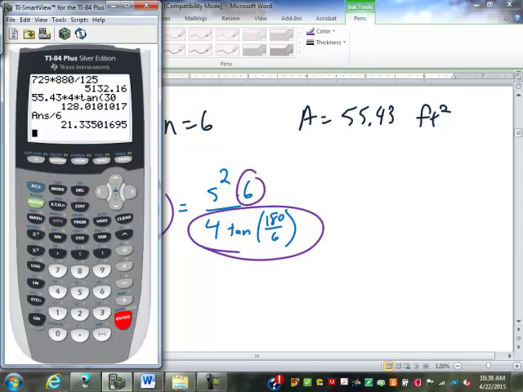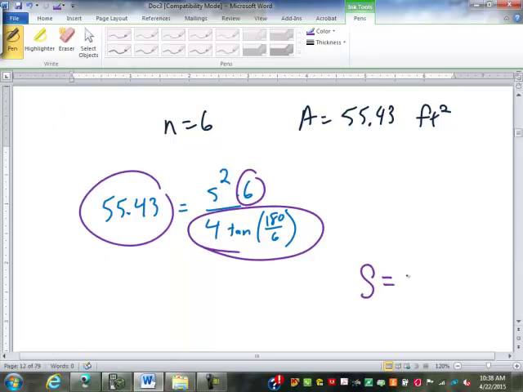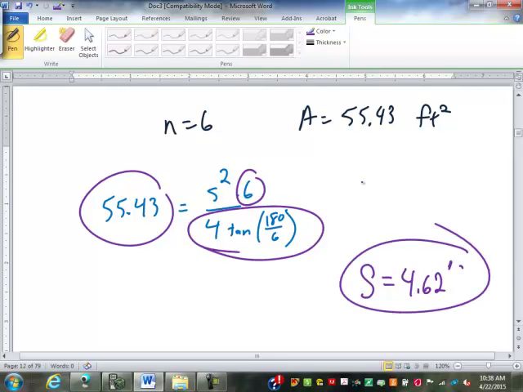So what do we have to do? Square root it. 4.62 feet is the length of the side. So you get that s is 4.62.